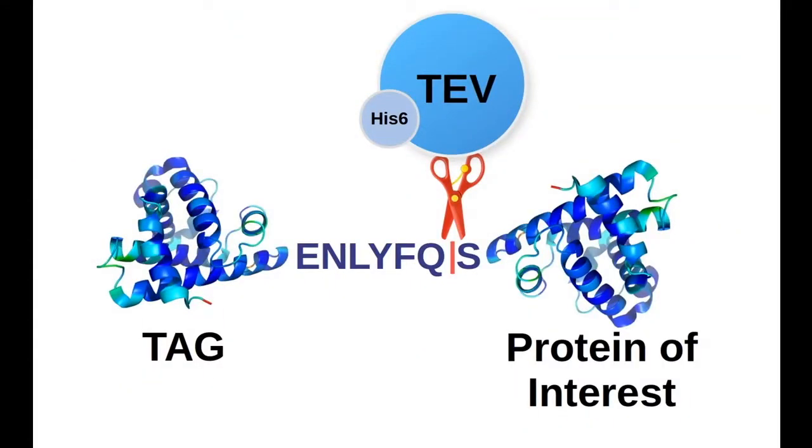After the Ni-NTA column purification, we can do dialysis to remove excessive imidazole. Then we can apply TEV enzyme cut, which separates the 6X His-tag from our target protein. As a last step, we can also apply size exclusion chromatography to further purify our protein of interest.